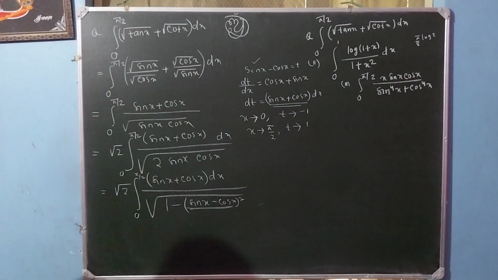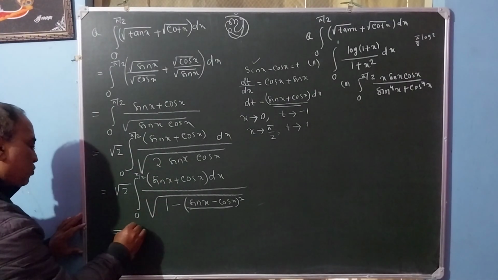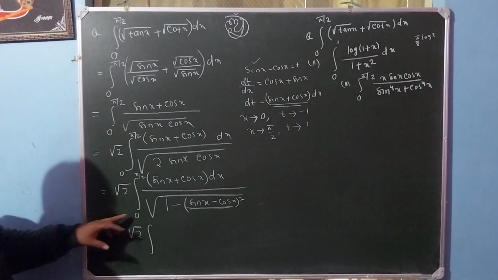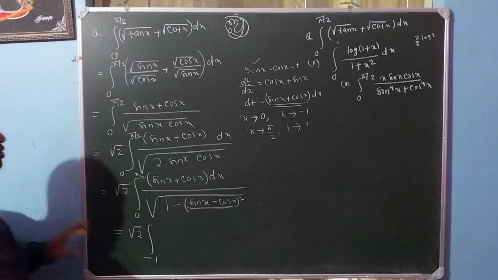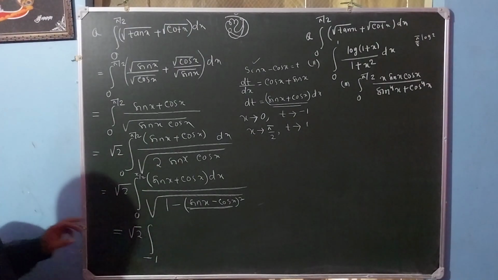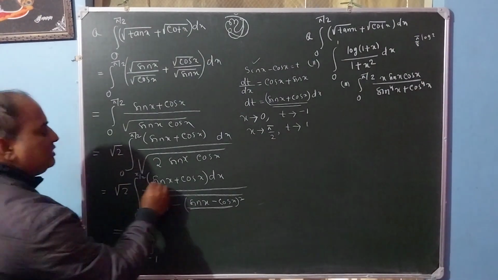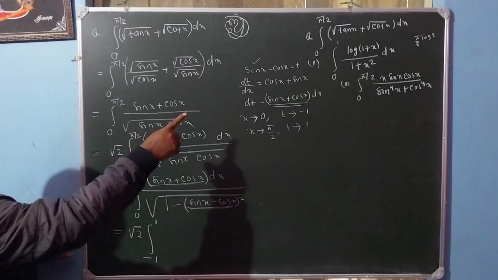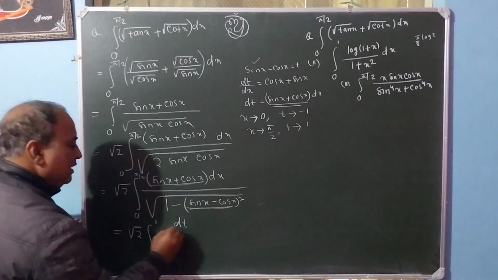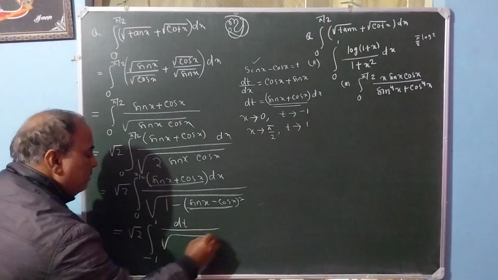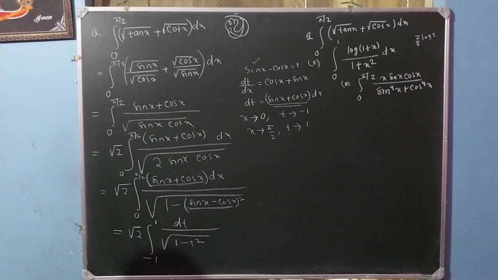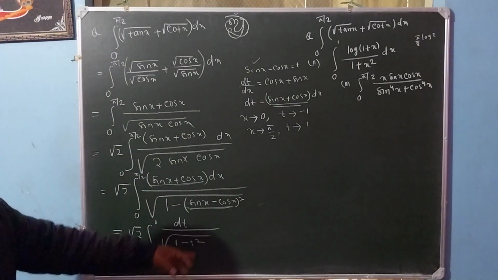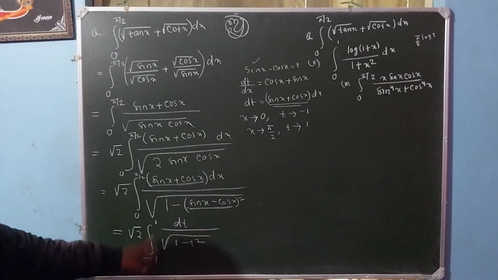So the integral becomes root 2. Here, when x tends to 0, t tends to minus 1. When x tends to pi by 2, t tends to plus 1. So in place of sin x plus cos x dx, we have to put dt. Here it is 1 minus t square. So f of t is an even function. So minus 1 to plus 1.